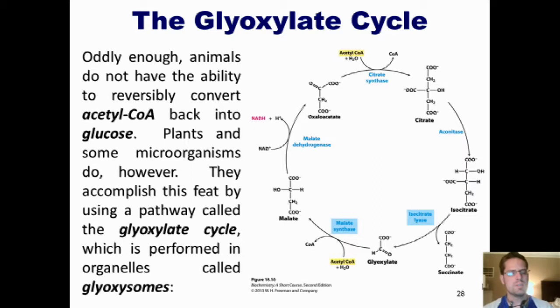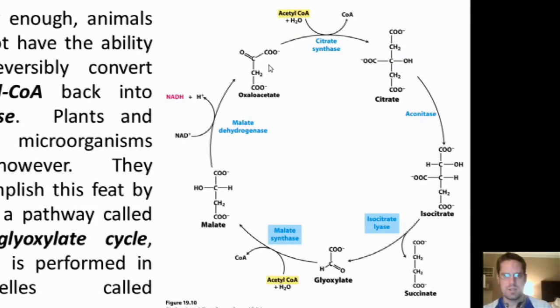Oddly enough, animals do not have the ability to reversibly convert acetyl-CoA back into glucose. Plants and some microorganisms do, however. They accomplish this feat by using a pathway called the glyoxylate cycle, which is performed in organelles called glyoxysomes. This is the glyoxylate cycle shown in NAD.